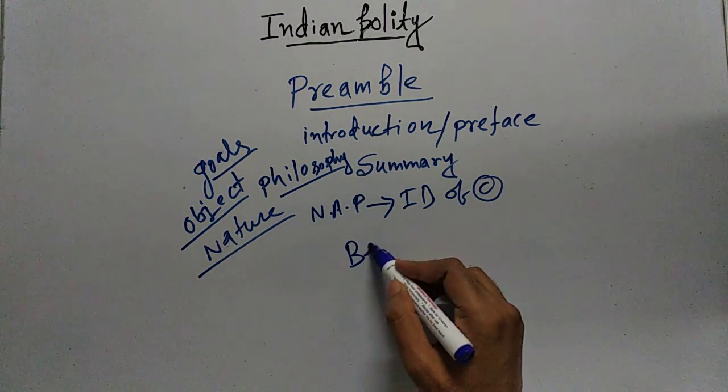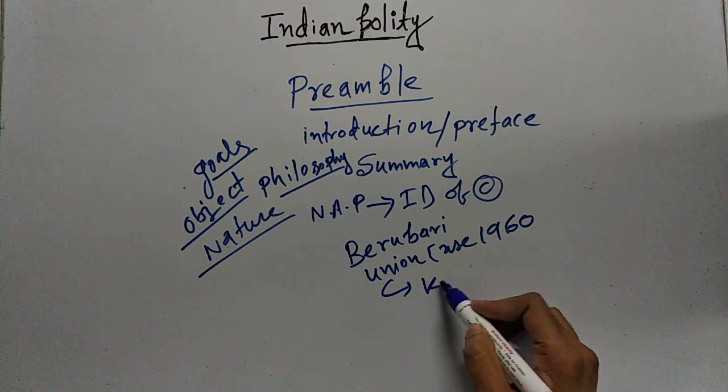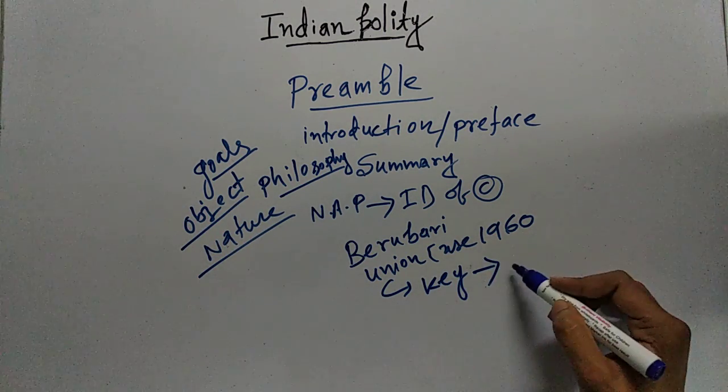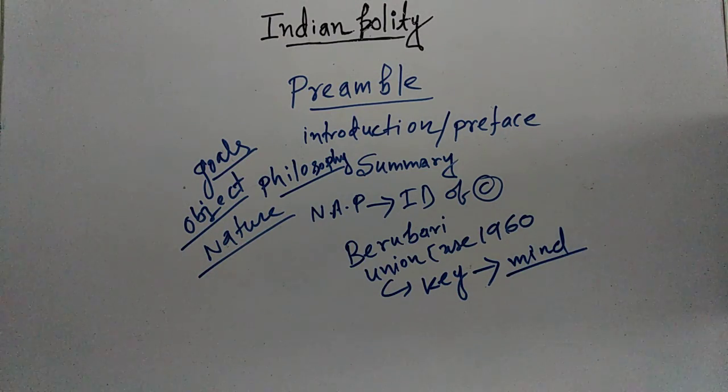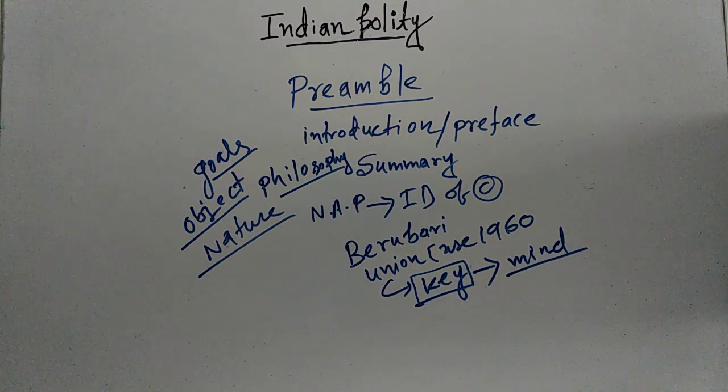In the Berubari Union case, 1960, the Supreme Court said that the preamble is the key to open the mind of the constitution makers. That means what was going on in the minds of the constitution makers, that you can get if you read the preamble. That means the preamble is the key to unlock the mind of the constitution makers. What the constitution makers were thinking while framing the constitution is reflected in the preamble.